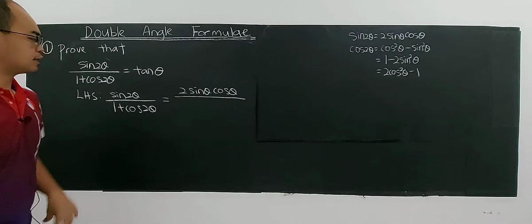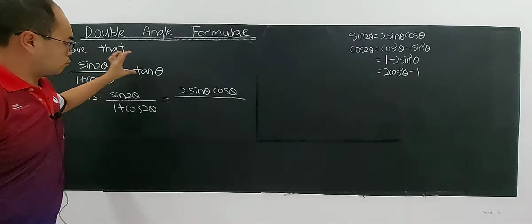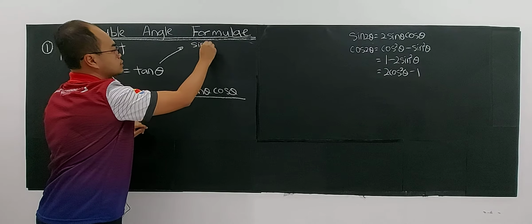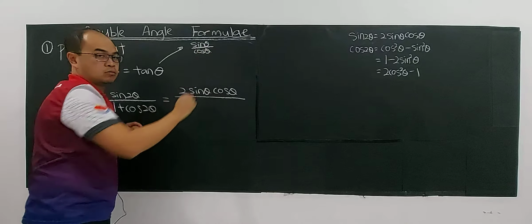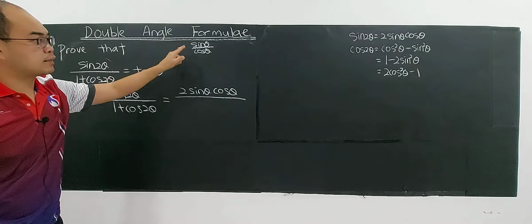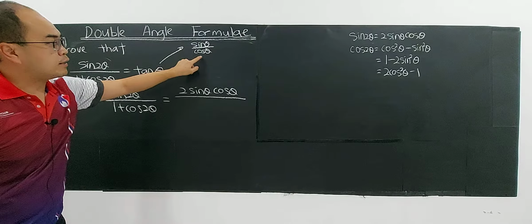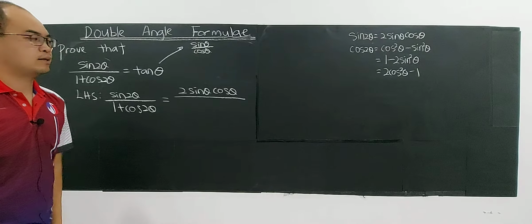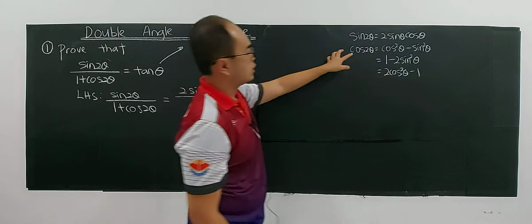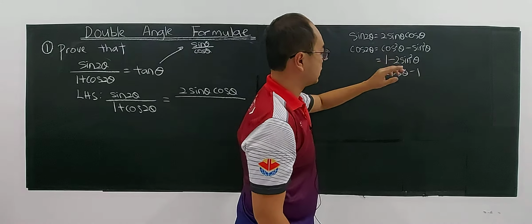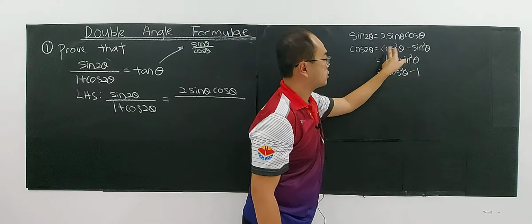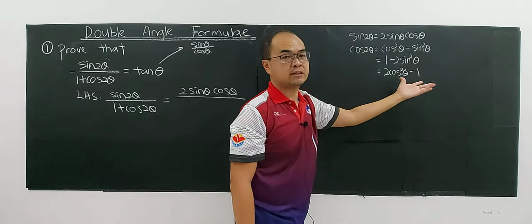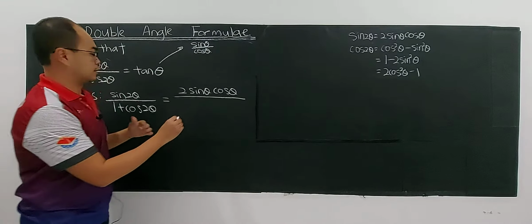Based on my experience, if I want tangent, I know that tangent theta is sine theta over cos theta. That means at the denominator, I only want cos theta. I don't want sine theta. So I look for the formula that contains only cos theta. This one got a mixture of cos and sine. This one got sine theta. So this one got cos, so I just choose it. I just try my luck here.